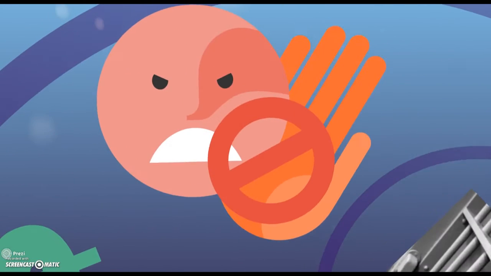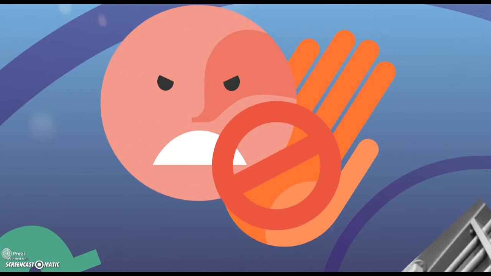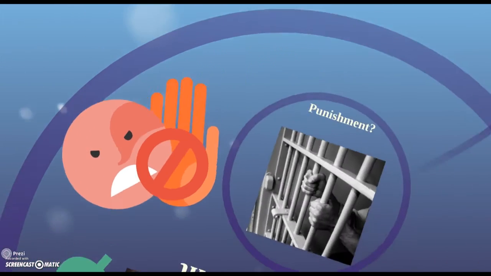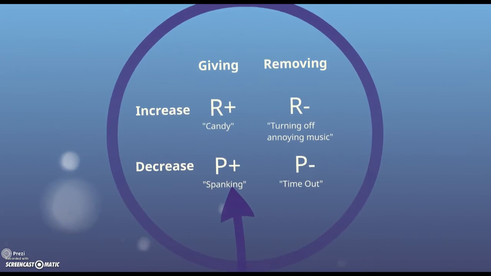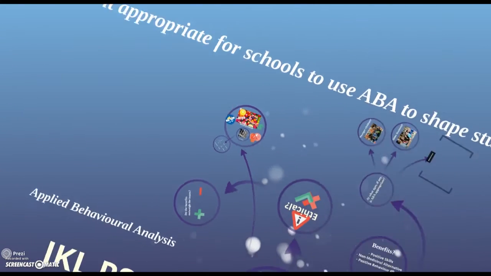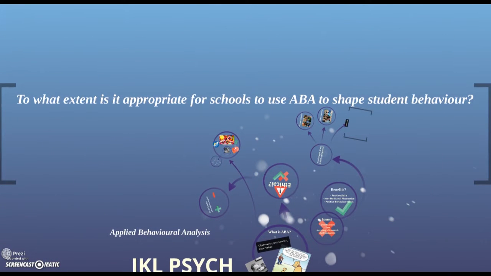And then there's positive punishment. Now, this one we can't really use as teachers because it involves giving something bad, which could mean something like physical pain. So now that you understand how it works, the question for us teachers becomes, to what extent is it appropriate for schools and teachers to use ABA to shape behavior?